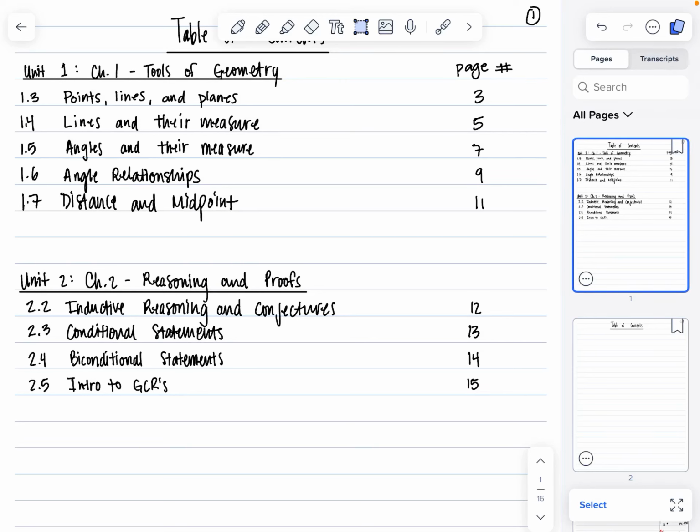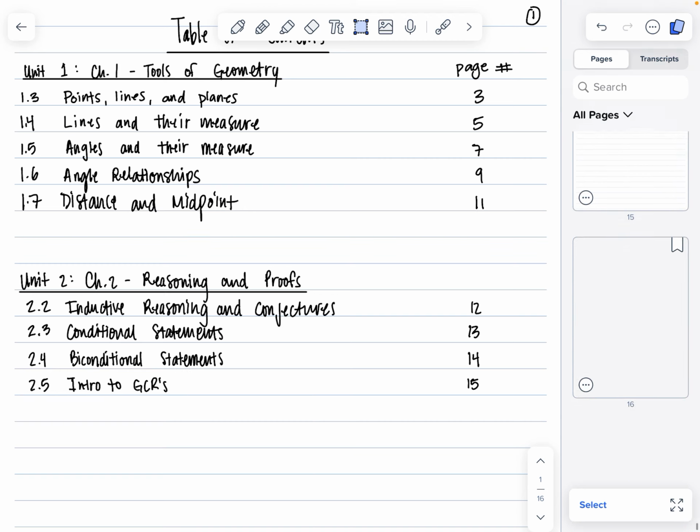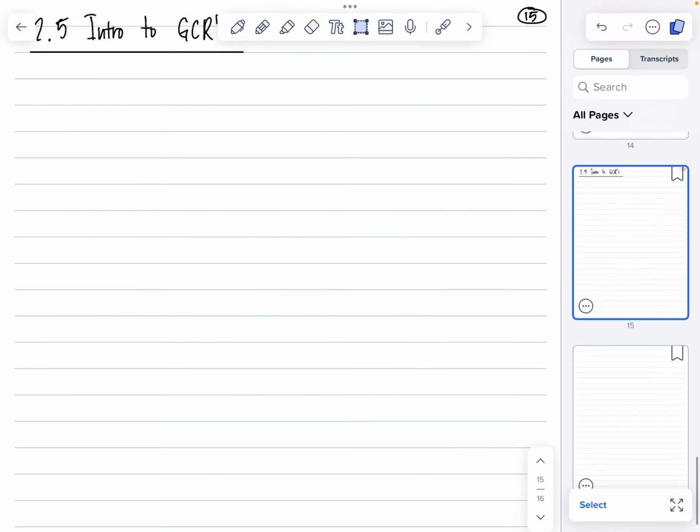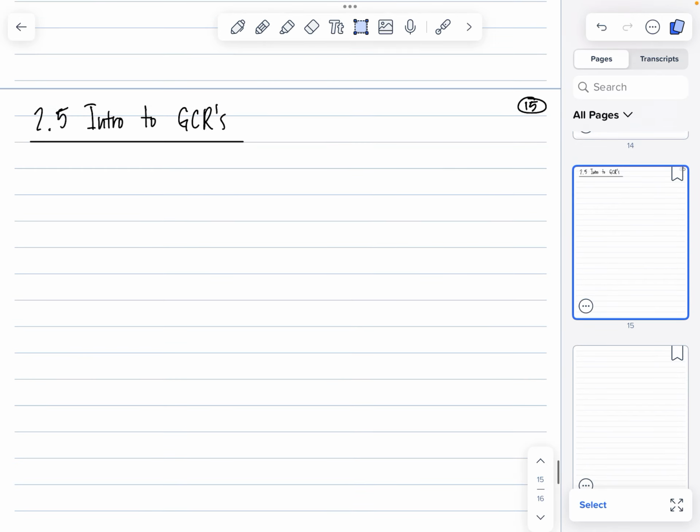Hello and welcome to our next section in Chapter 2 for Reasoning and Proofs, Intro to GCRs. First and foremost, get this into your table of contents, pause the video if you need to, and let's get this title down as well. Intro to GCRs. Now, GCR is a very unique proof.